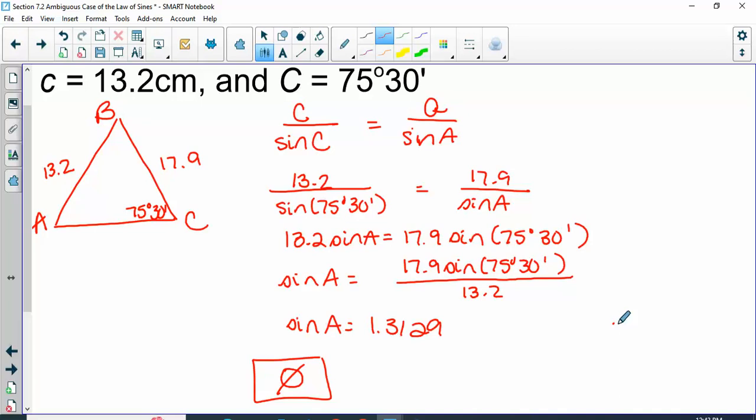I see how we would find that angle. If it was like a 0.3, then we could find the angle by doing what on our calculator? The inverse. All right. Now it's making sense. Let's look at the next one.